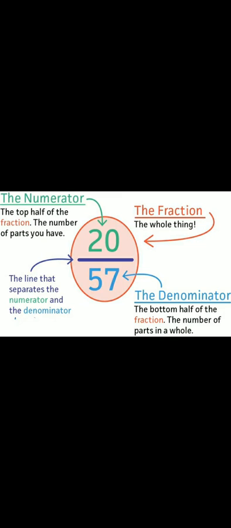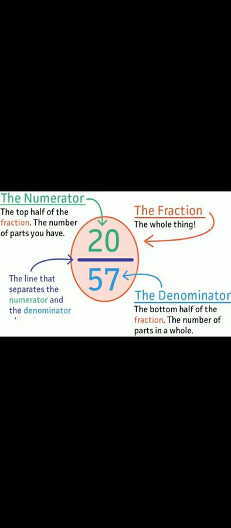Here is a fraction 20 upon 57, in which the top half of the fraction is called the numerator. That means here the numerator value is 20, and the bottom half of the fraction is called the denominator. So here the denominator value is 57, and the numerator and denominator are divided by a dividing line.